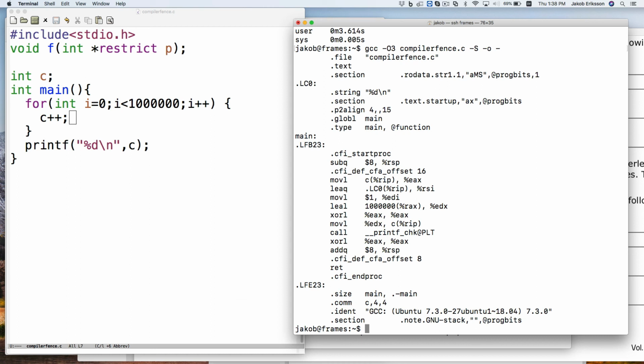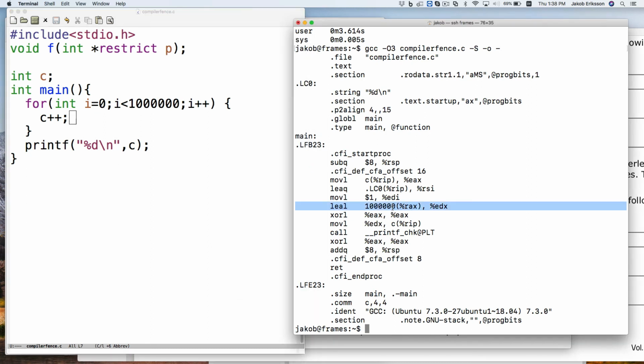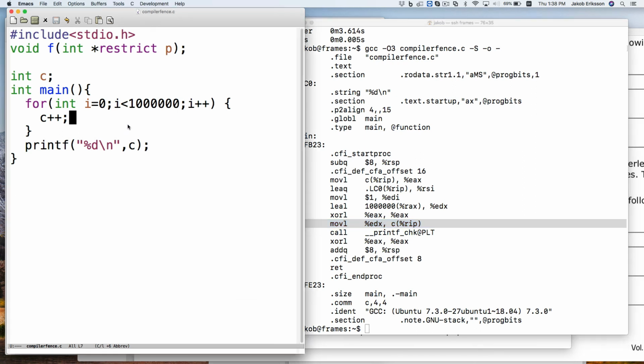All right, so we ran into this before. Here, we haven't said anything about C being potentially accessed by other threads. And so the compiler decides to just load C at some point, then increment C by a million, instead of going around a million times, and then write it back to C. So that's fine. One way that we could address this is to say, oh, C is volatile.